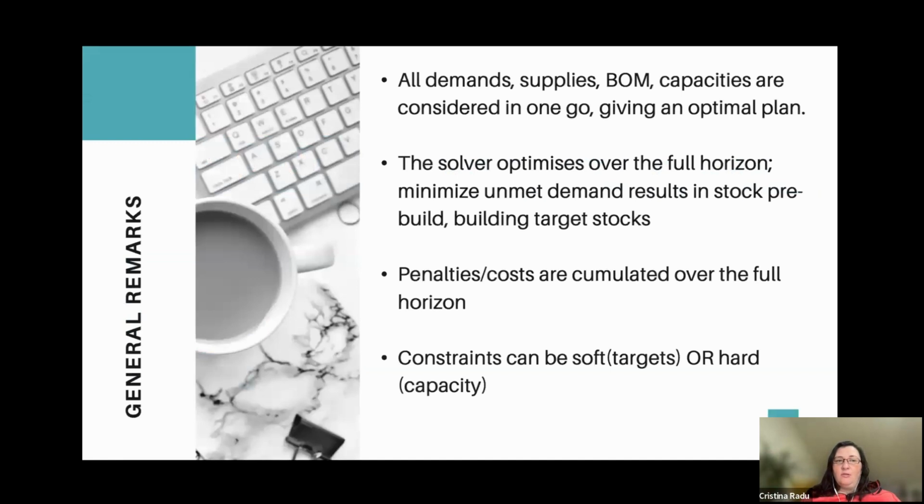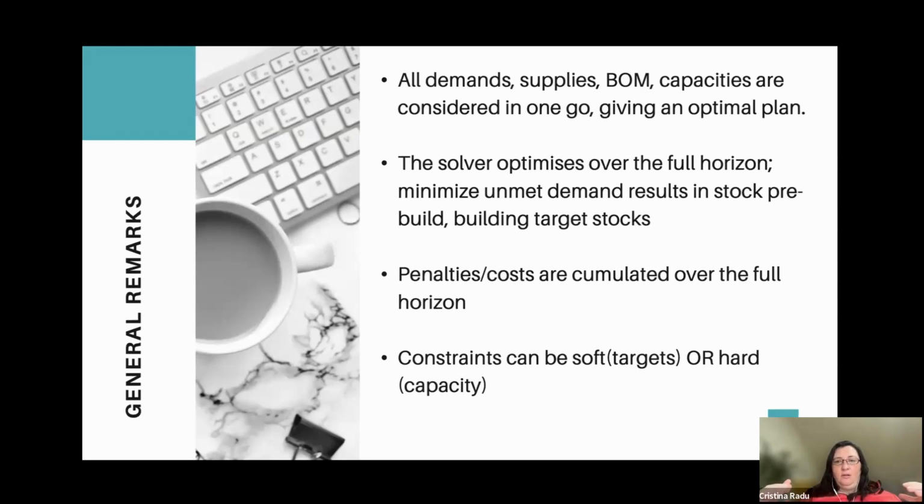And now I have some general remarks about solvers. What is powerful about optimization is that everything is done at once. And what does this mean? All demands, all the supply, all the capacity are considered in one go. So the solver looks at everything and gives the optimal plan. And on top of that, as I said, it looks at the full horizon.